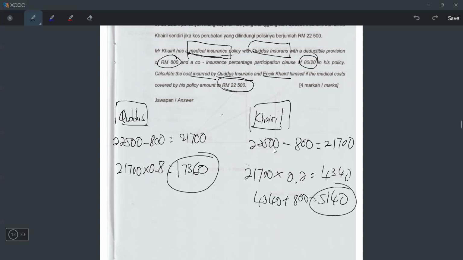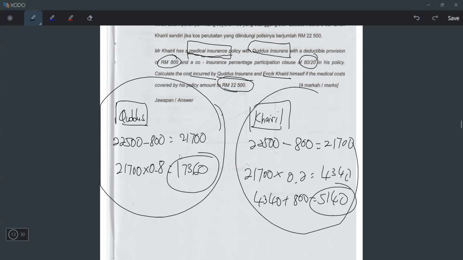Okay. So what if the soalan asks for medical costs paid by insurance company? Then this is your answer. You do this only. Don't do this. But what if the soalan asks for the cost paid by the Khairil? Then you do this only, not this one. Okay, it means you only do one of it. But for this question, they ask for both. Calculate the cost incurred by this one and this one. That's why I do both lah. Okay, that's why I choose this question to explain.